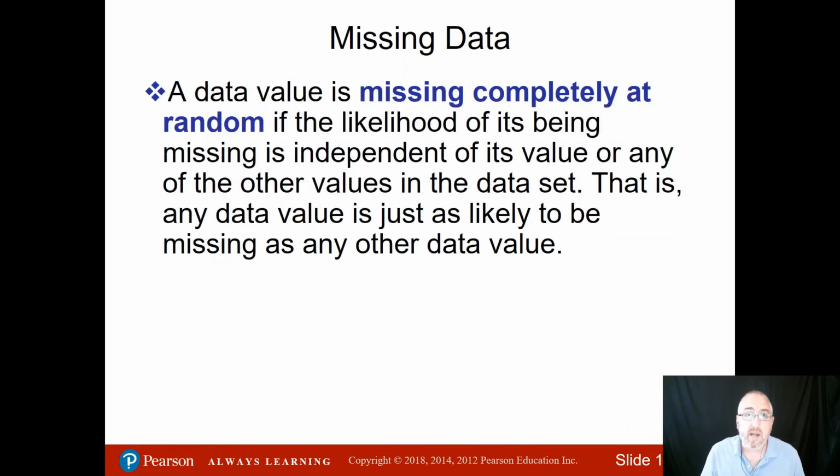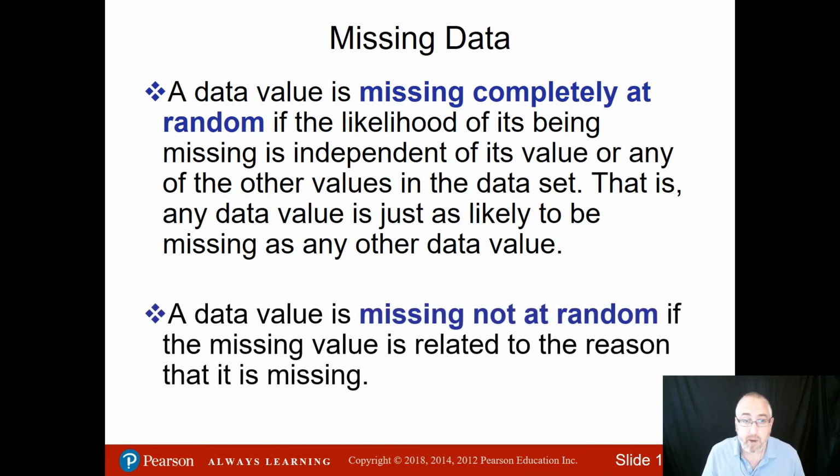Missing data: a data value is missing completely at random if the likelihood of it being missing is independent of its value or any of the other values in the data set. That is, any data value is just as likely to be missing as any other data value. Again, if it's random, if you're collecting your data randomly, then of course you can have one missing randomly. So that's kind of the idea behind that.